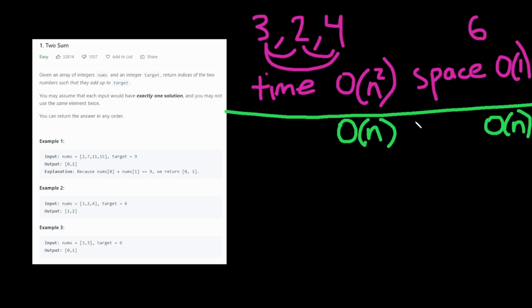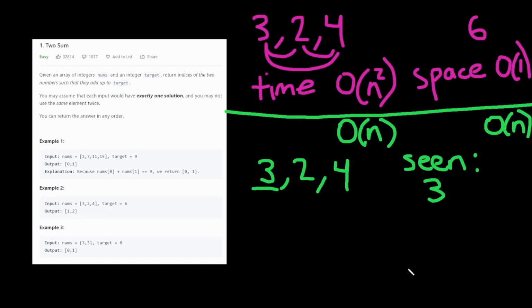So if we think about this, instead of checking everything every single time, we can simply store what we've already seen into some data structure and use that data structure to figure out if we've come across the solution or not. So again, we have our array 3, 2, and 4. And we first start out with the first element, 3. We haven't seen anything yet, so let's write this seen data structure here and just add 3 to our seen, and that's it.